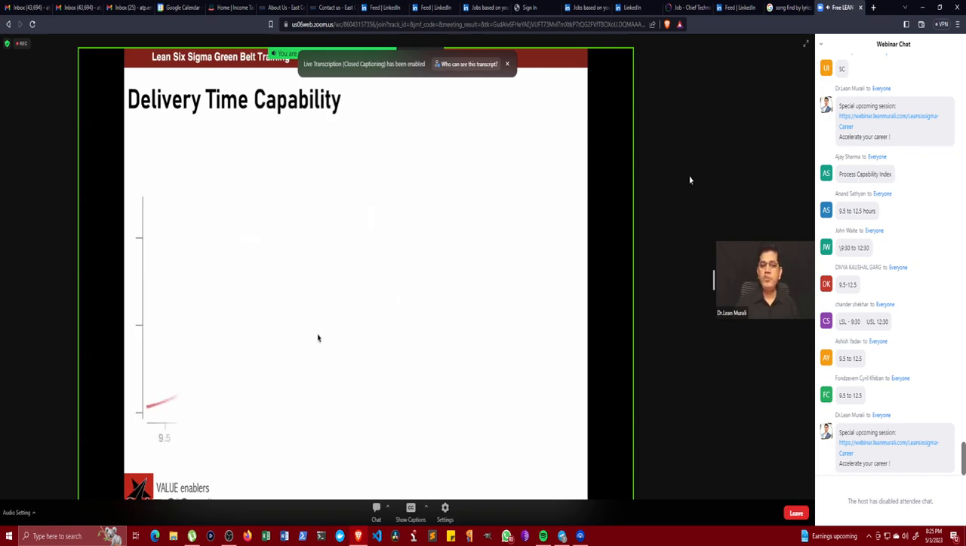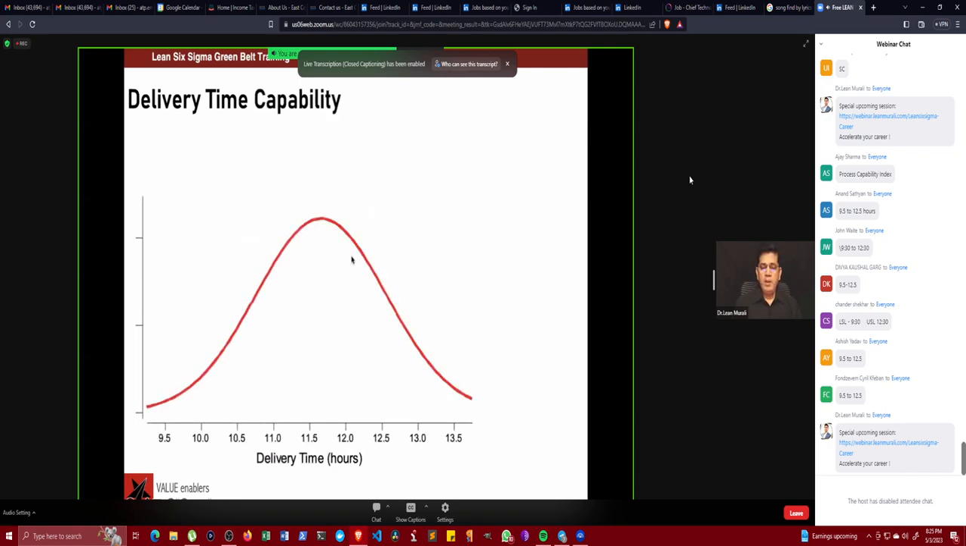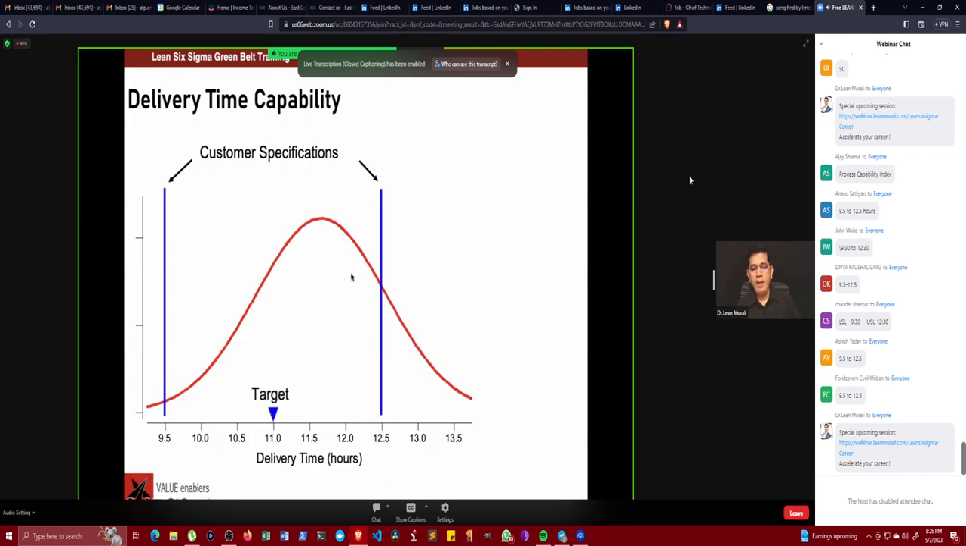Now, if you see here, the x-axis is the delivery time. The unit is hours: 9.5 hours, 10 hours, 10.5 hours, 11 hours, up to 13.5 hours, and so on. Now, customer specification, as you rightly said, is between 9.5 and 12.5. All of you have already typed it in the chat box. Fantastic. Now, the target is 11.